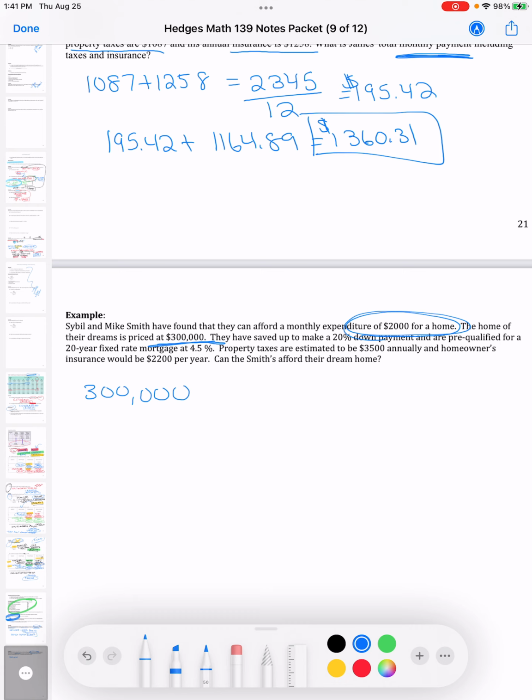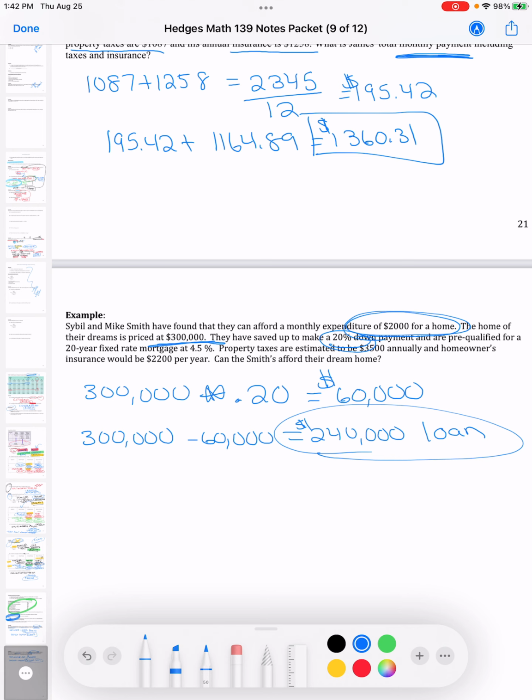And usually banks do require you to put a down payment down. So I'm going to multiply by 20%. Remember, we're going to change percents to decimals. So that means that I have to have $60,000 to start with. So instead of my house loan being $300,000, that's how much it cost, I gave the bank to start with $60,000. So I'm only taking out a loan for $240,000. So my loan's for $240,000.